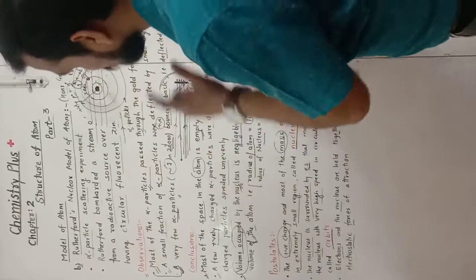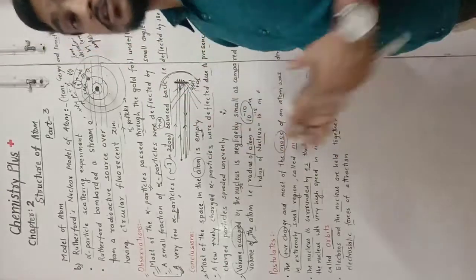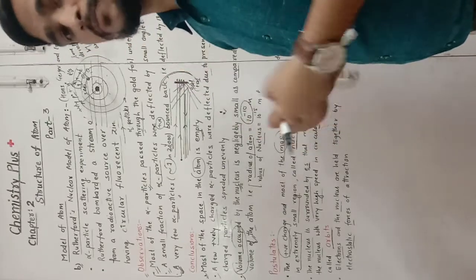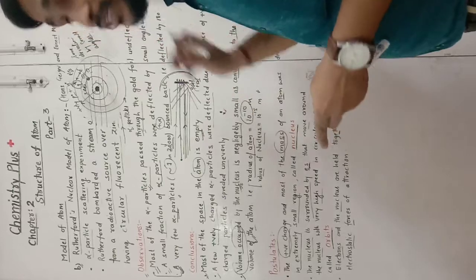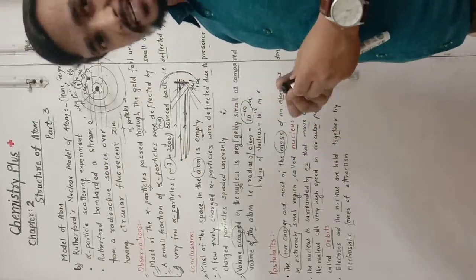So this is the concept of the Rutherford model of atom, which describes the electrical neutrality and the position of electrons, or say the exact position of electrons around the nucleus. So this is all about Rutherford's model of atom.